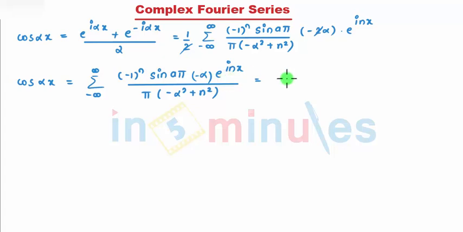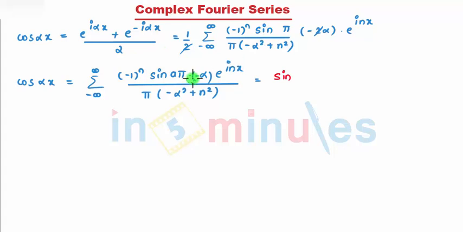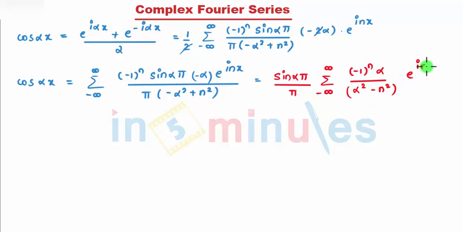Now I can write directly what I wanted, that is sine alpha pi. So now sine alpha pi divided by pi, summation from minus infinity to infinity, minus 1 raised to n. This minus I take outside, so the remaining is only alpha, whole divided by, when I take minus common, alpha square minus n square, into e raised to i nx.